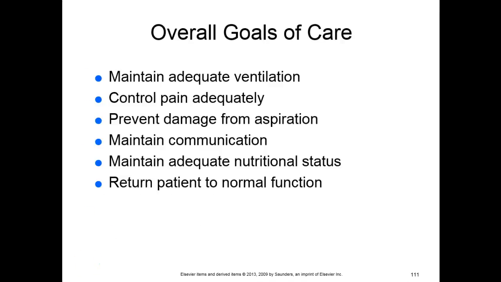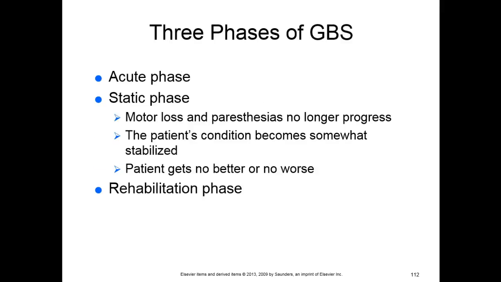The overall goals of care are to maintain adequate ventilation, control pain adequately, prevent damage from aspiration, maintain communication, maintain adequate nutritional status, and return the patient to normal function. There are 3 phases of GBS.